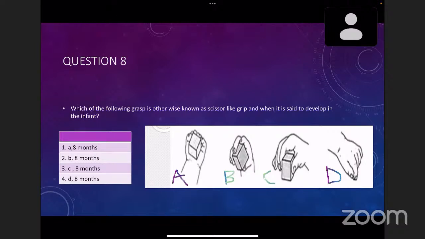Second, we go for the fine motor milestones. So fine motor, as I said, is always proximal to distal. So the distal milestone will be attained very late because that needs maturation of the CNS, because myelination takes time. So it takes time for the fine motor skills to appear. The distal fine motor skills appear later when compared to the proximal ones, because myelination takes time. So which of the following grasps is otherwise known as scissor-like grip, and when is it said to develop?